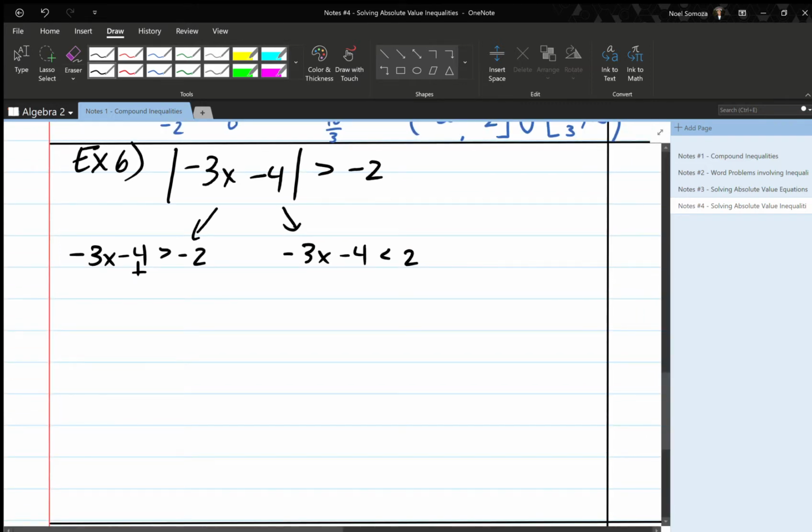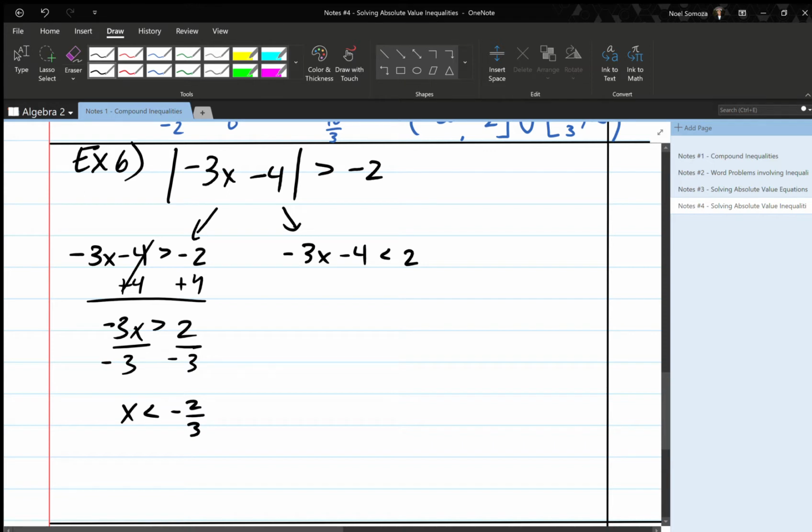Add 4. Negative 3x greater than 2. Divide by negative 3. So x, what happens to my inequality since I divided by a negative? Flip it back. And I end up with negative 2 over 3. So x is less than negative 2 over 3.